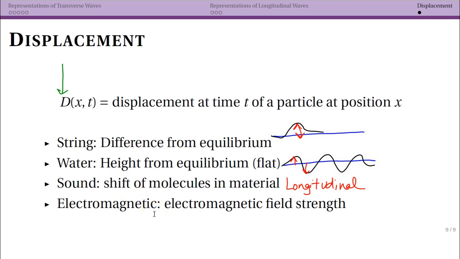Electromagnetic waves have a slightly different situation. And in this case, displacement is actually going to be the electromagnetic field strength. So we're going to come back to this in detail in a later chapter. In this chapter, we'll introduce the idea that light is a wave, and we'll talk about it as a wave, having a frequency, a wavelength, and a velocity, but we're not really going to talk about what it means to represent it as a wave. So we can do a lot with light as a wave without really saying, well, a wave of what?